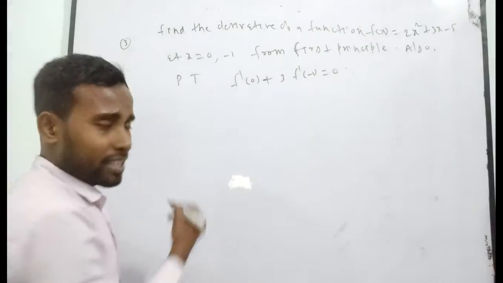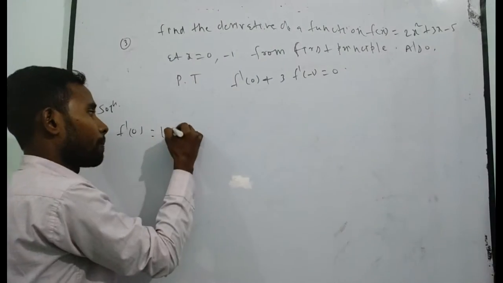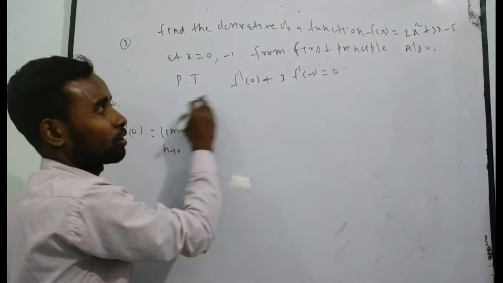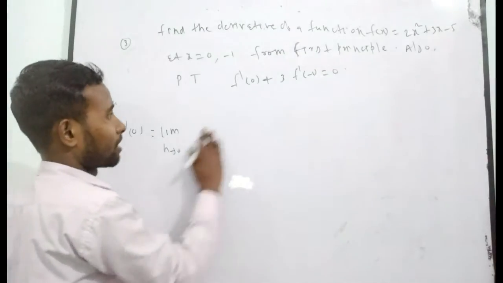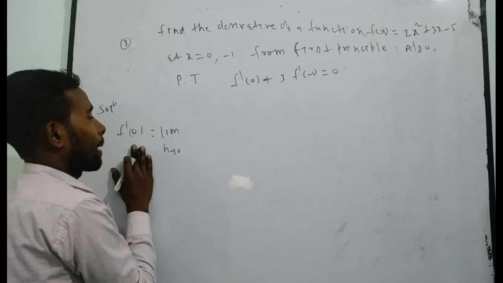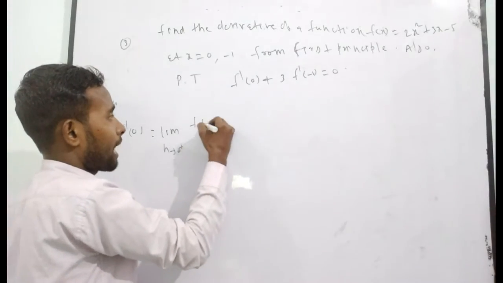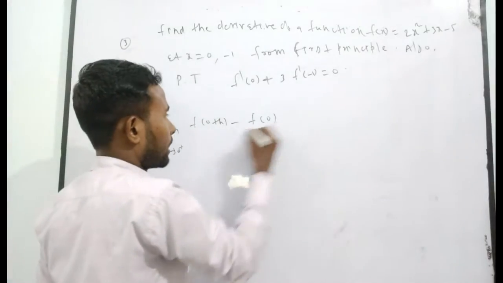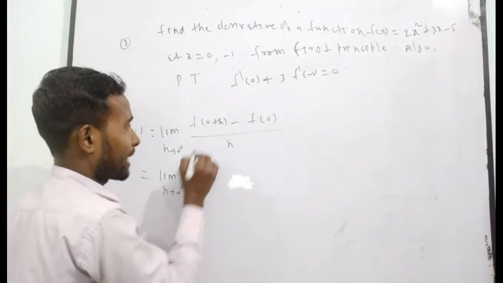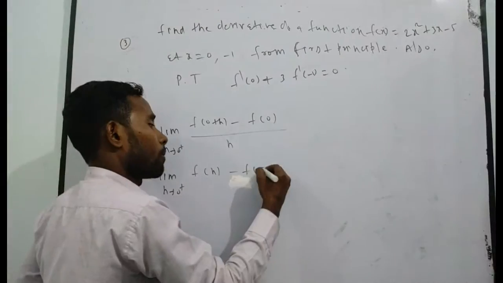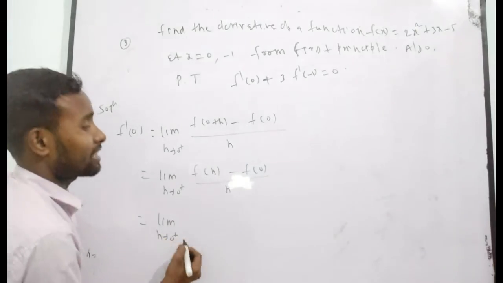Firstly, find f dash 0. As you know, according to the definition, f dash 0 is the limit as h tends to 0. Since f dash 0 and f dash minus 1 exist, we can proceed by RHS and LHS. So f dash 0 is equal to limit h tends to 0 of f(0 plus h) minus f(0) divided by h. Now it can be written as limit h tends to 0 from the right hand side of f(h) minus f(0) divided by h.